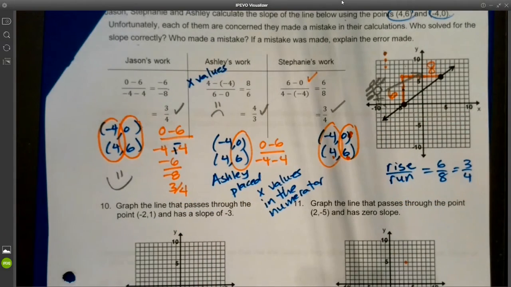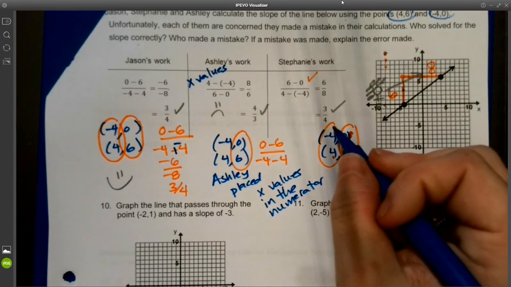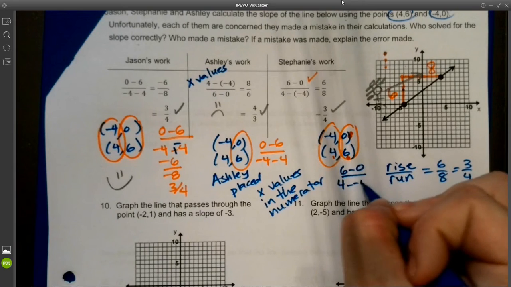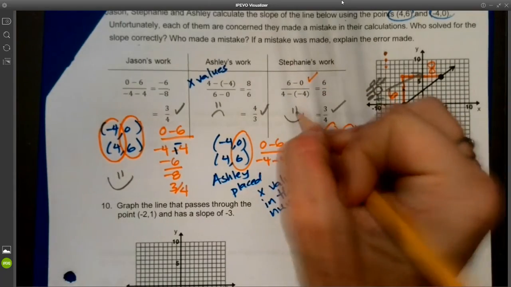You guys, that still works. So it's okay to do 6 minus 0 if you do 4 minus -4 and you're consistent on how you subtract. So yes, Stephanie also gets a smiley face. Awesome. All right, let's move on to 10.